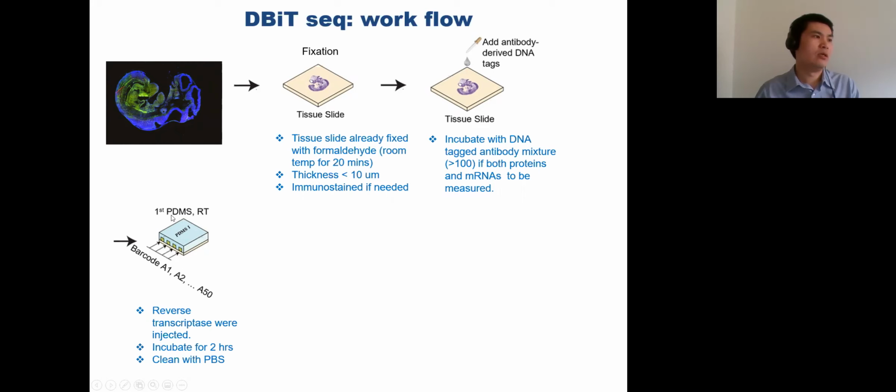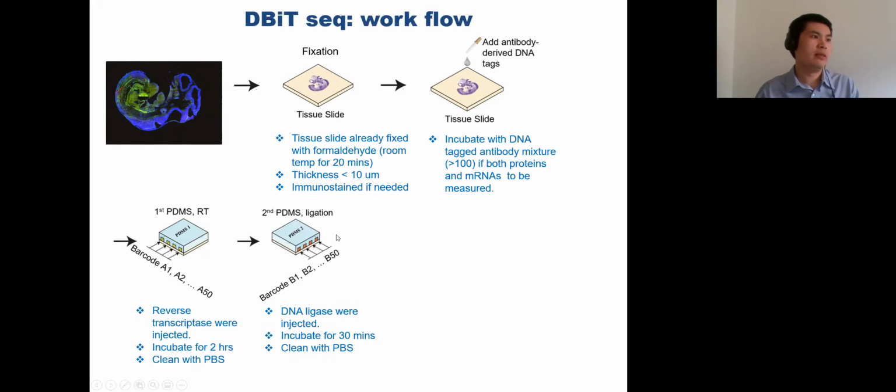So that will do the RT process in 2 hours. Later you just clean with PBS by flowing it through. Then following that, we inject the ligation solution, which has DNA ligase along with the second barcode. So the second barcode will be ligated to the first barcode.